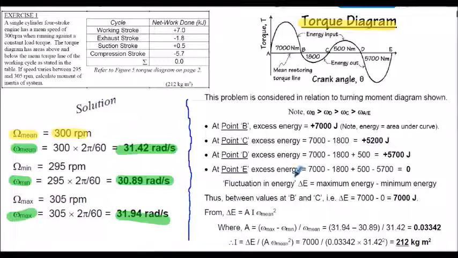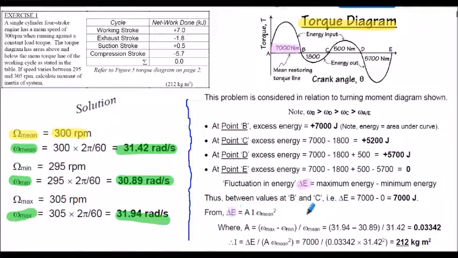So I draw my diagram. I can find straight away, just by the table really, where the greatest change in energy occurs. In this particular case, we can see it's 7,000 newton meters in the first part of the cycle, the first stroke. So that would be the delta E in our equation. So the delta E is the maximum energy minus the minimum energy.